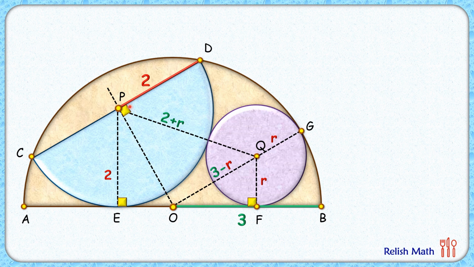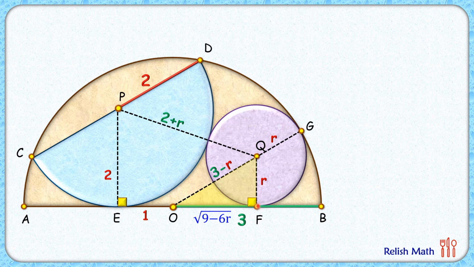If we see, a right angle triangle is formed. For this right angle, we'll join length OD. OD is the radius of the brown circle, so it's 3 centimeter. Now in triangle OPD, applying Pythagoras theorem, OP length will be square root of 3 square minus 2 square, or square root of 5. Again in triangle PEO, applying Pythagoras theorem, EO length will be square root of 5 minus 4, or 1 centimeter. And in triangle OQF, applying Pythagoras theorem, we'll get OF as square root of 9 minus 6r.